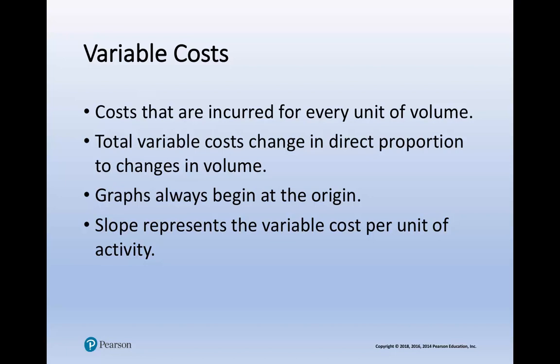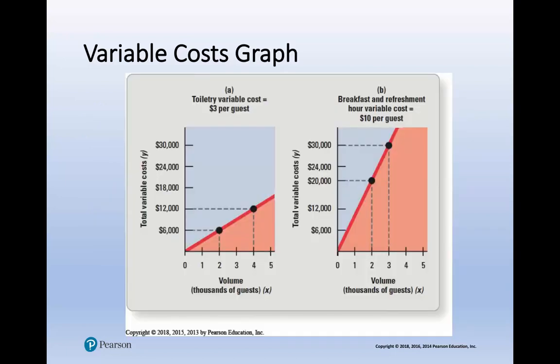Again, if it's a true variable cost, when we graph it out or visualize our cost, our graph will always start at the origin, because if we have no activity, no volume, our cost will be zero. And the slope there, basically how steep the rise will be, is the variable cost per unit of activity. So we can see here at $3 per guest, we have almost a straight line. We can go on up slightly for every additional guest. We have an additional cost of $3.